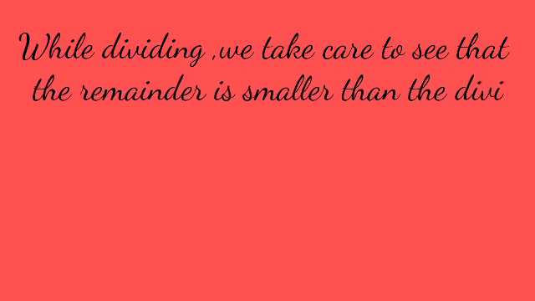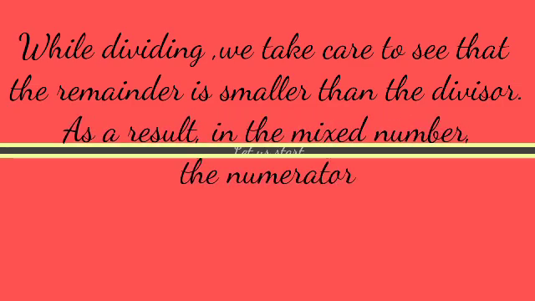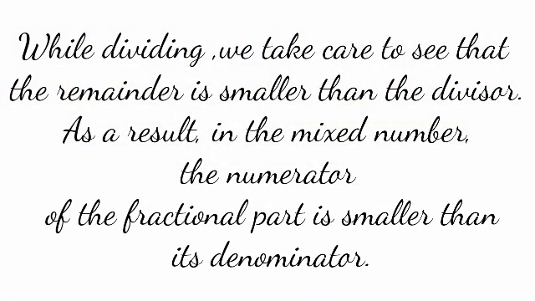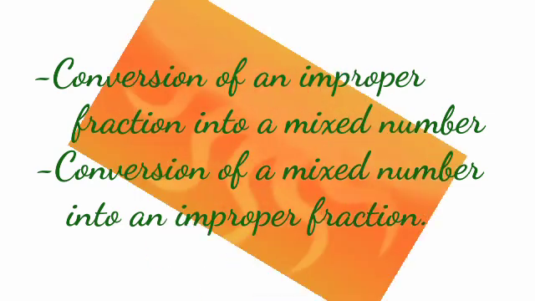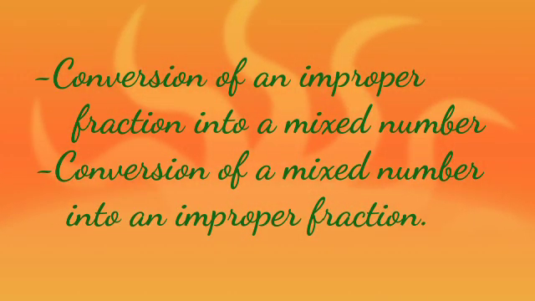While dividing, we take care to see that the remainder is smaller than the divisor. As a result, in the mixed number, the numerator of the fractional part is smaller than its denominator. So here we are going to learn two important things: conversion of an improper fraction into a mixed number and conversion of a mixed number into an improper fraction. So let us start. See the example, students.